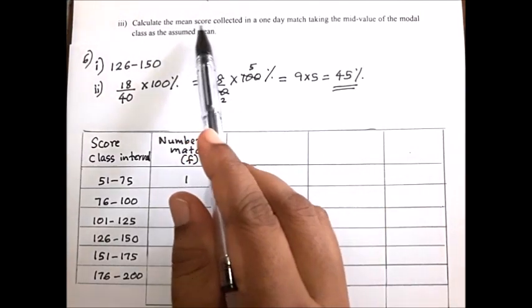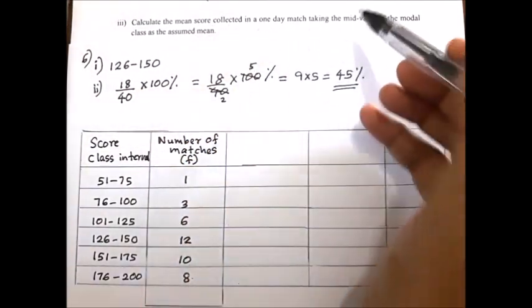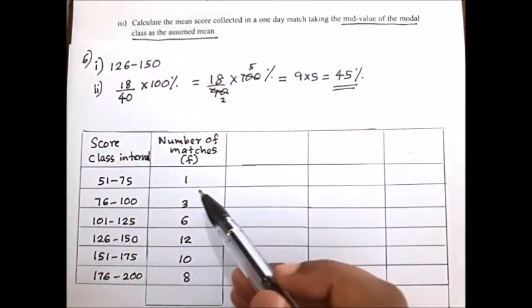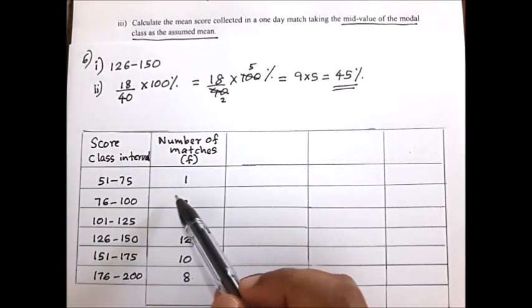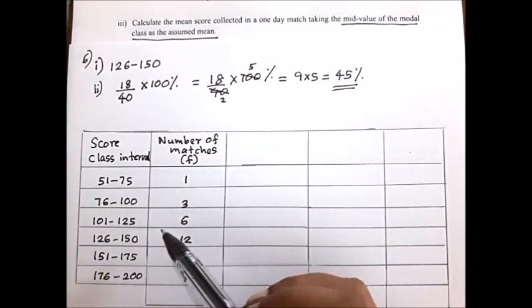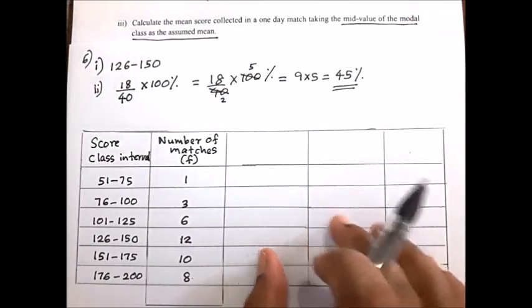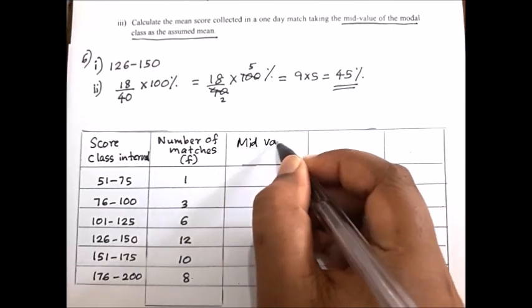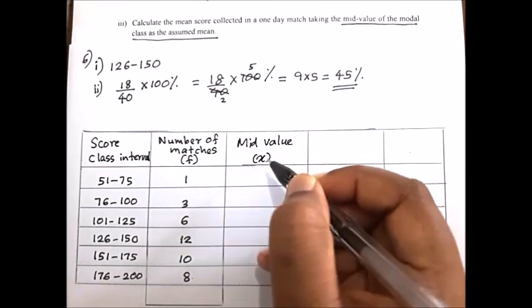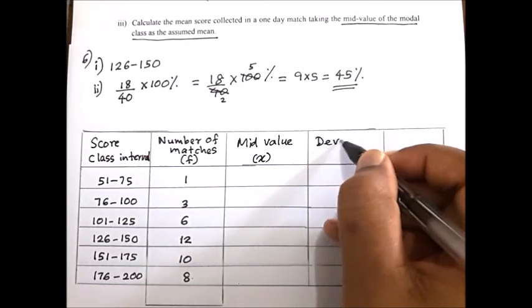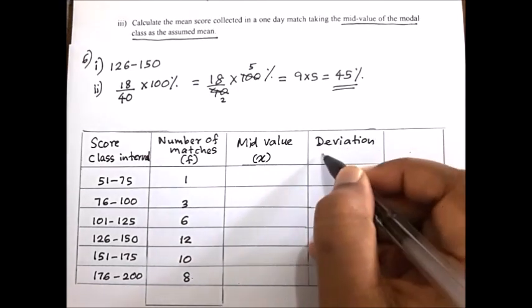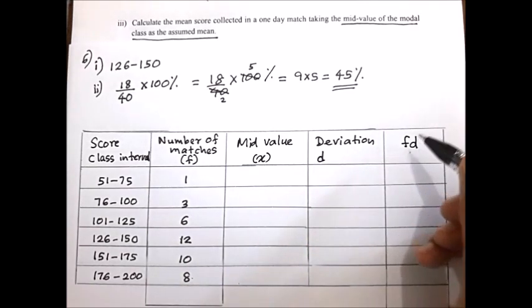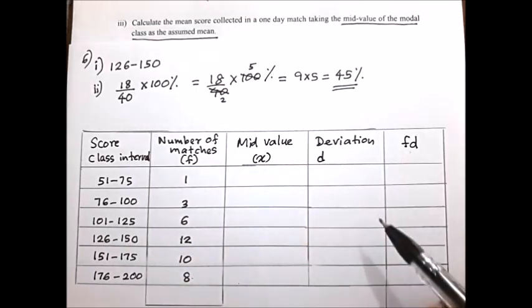Third one, calculate the mean score collected in one-day matches taking the mid-value of the modal class as the assumed mean. These two columns are given here. Then you have to arrange another 3 columns. Name this as mid-value, symbol for it x. Then deviation, symbol is d. And here fd, frequency multiplied by deviation.